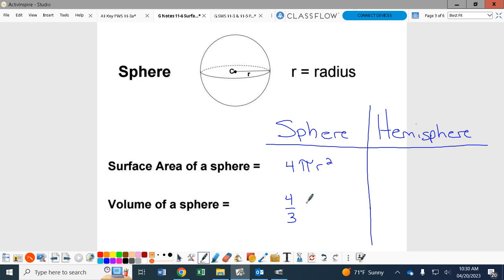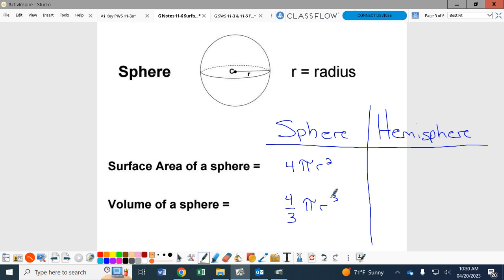It's actually 4/3 pi r cubed, and it's the only formula that we've got that does cubed in a volume formula. So it's very important that you know that. It is on the formula sheet, but a lot of people miss that on the day of the test. So please do highlight, do something so you know. This one is 4 pi r squared. This one is 4/3 pi r cubed.